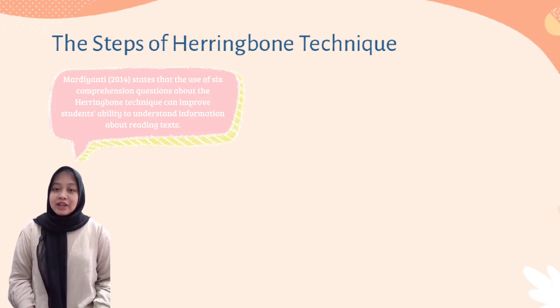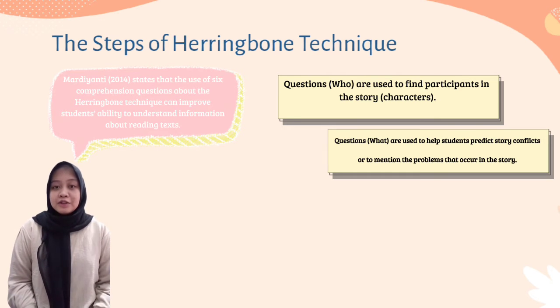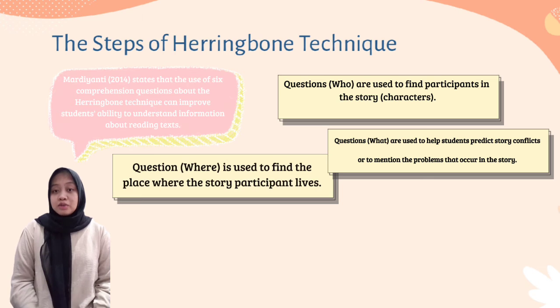There are 6 comprehension questions about herringbone, namely guided questions to help students find detailed information in a text, such as setting, plot complications, and resolution. So number 1 is who. Who is used to find participants in the story or the characters. Number 2, what. What is used to help students predict story conflicts or to mention the problems that occur in a story. Number 3 is where. Where is used to find a place where the story participant lives.